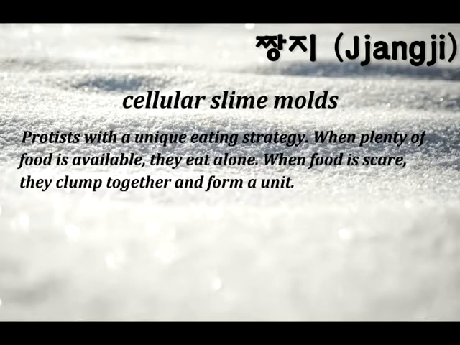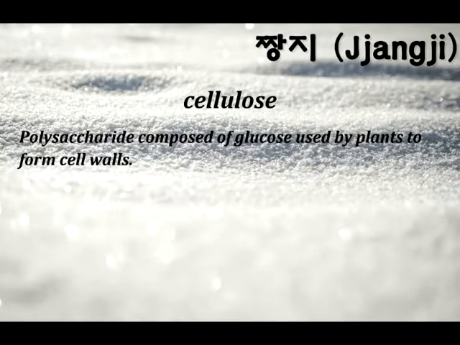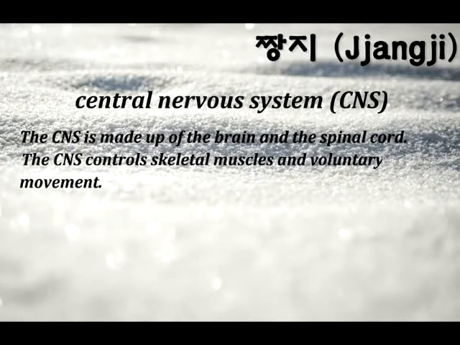Cellular slime molds, protists with a unique eating strategy. When plenty of food is available, they eat alone. When food is scarce, they clump together and form a unit. Cellulose, polysaccharide composed of glucose used by plants to form cell walls. Central nervous system, CNS.